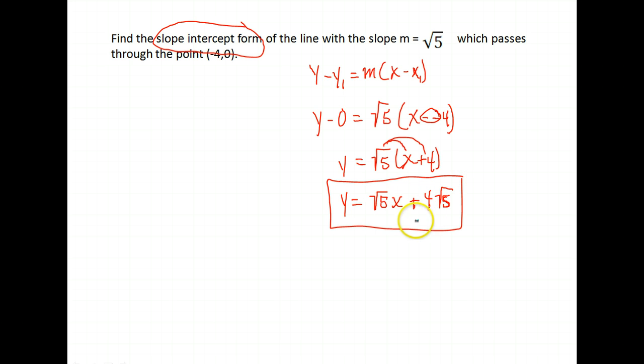And this, as weird as it looks, is our slope-intercept form. We started with point slope form, plugged in our values with our point and our slope, and then all we had to do this time was distribute to remove the parentheses.